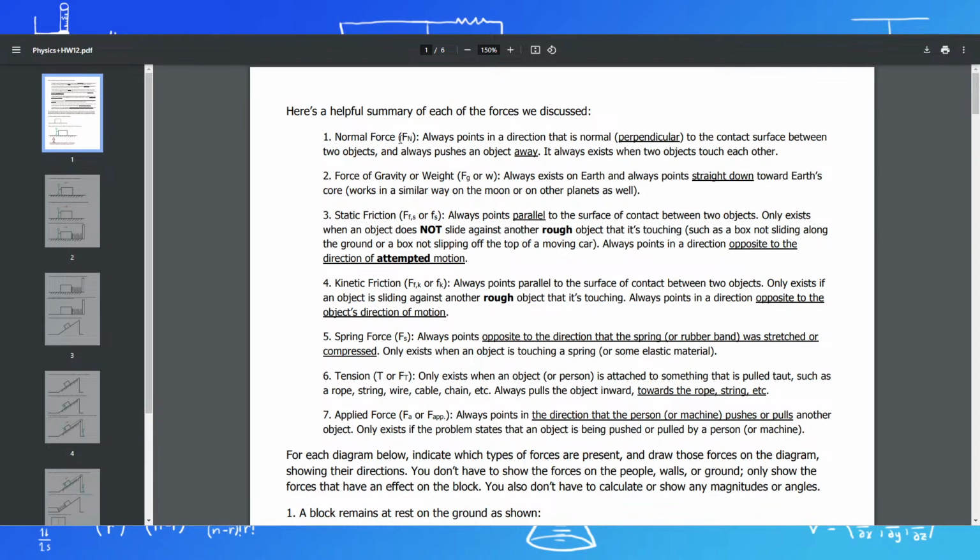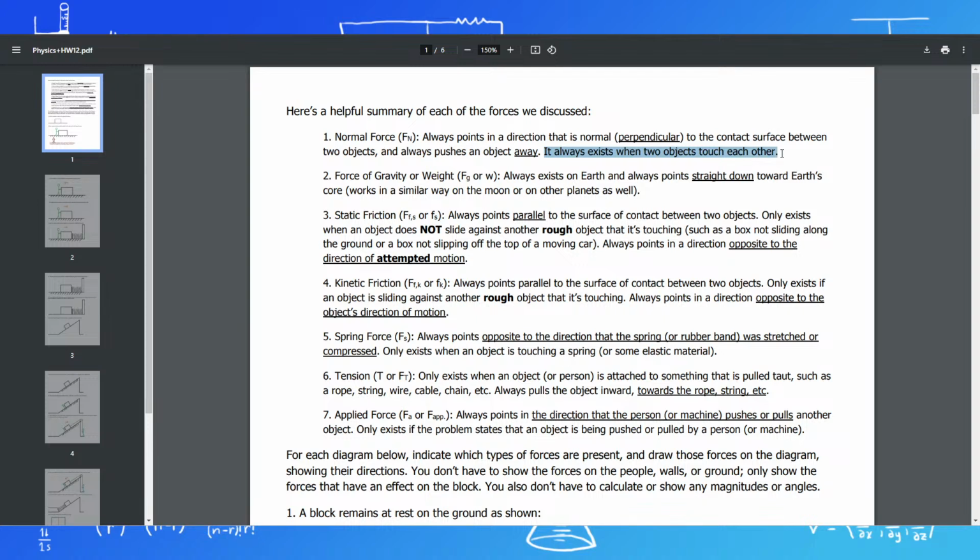Or maybe a lot. Always points in a direction that is normal. In other words, perpendicular to the contact surface between two objects and always pushes an object away. It always exists when two objects touch each other. So it always pushes. It does not pull. Very, very important. It always pushes away. It never pulls towards. And it always exists when two objects touch each other.